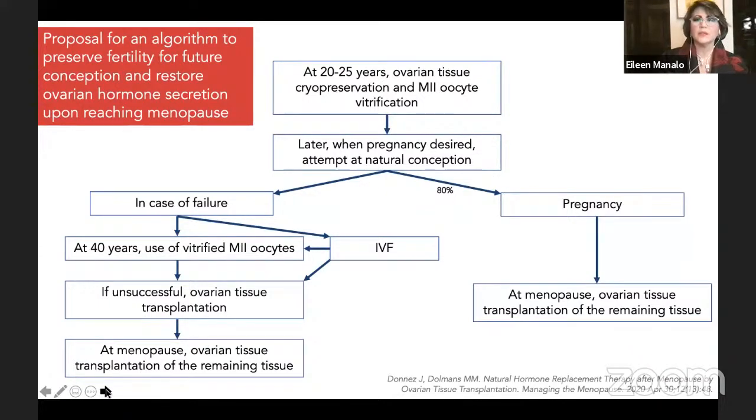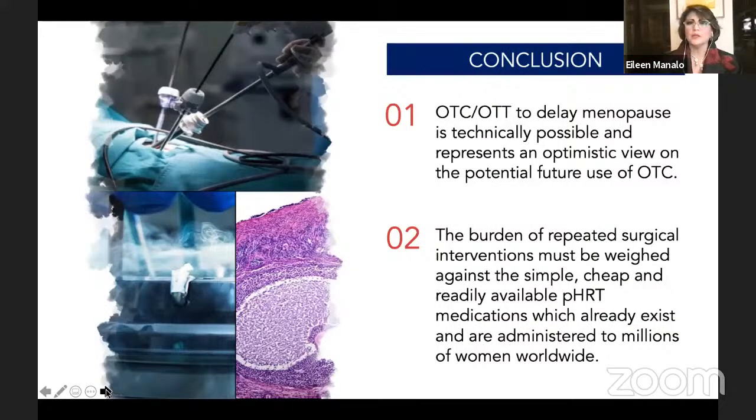So in conclusion, we have just talked about ovarian tissue cryopreservation and ovarian tissue transplantation to delay the menopause. They appear to be technically possible, and they represent an optimistic view on the potential future use of ovarian tissue cryopreservation. But the burden of repeated surgical interventions must be weighed against the simple, cheap, and readily available pharmacologic HRT medications, which already exist and are administered to millions of women worldwide.